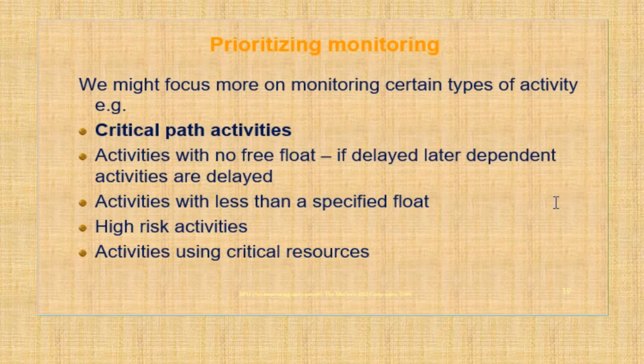Activity with less than the specified float, so these are the activities where there is a float but the float is not too much. So if these activities are taking more time than my estimates, definitely these can become part of my critical activity, and my critical path is going to change because of these set of activities.